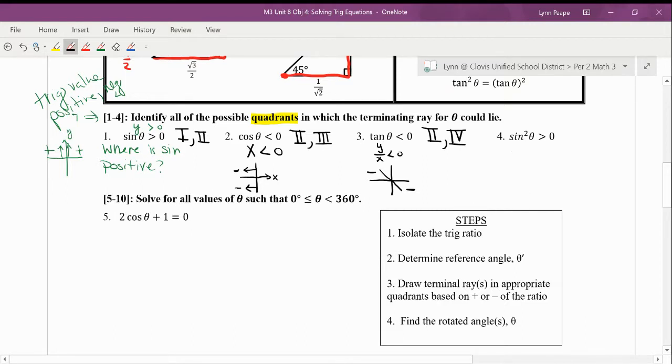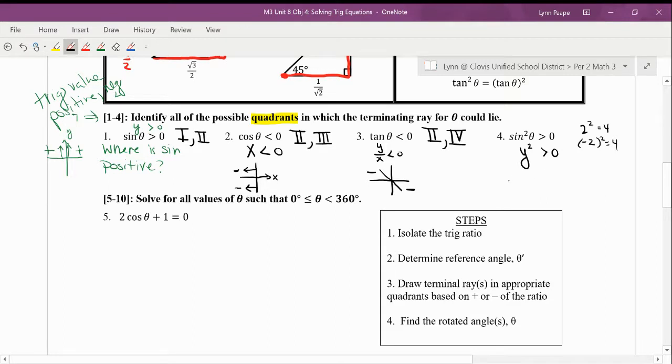Then for this last one, it's asking for sine squared greater than 0. Well, this one's kind of a tricky one. Sine is my y value, so when I square the y value, it's going to be positive. When I square any number, it's always going to be positive. If that was 2 squared, that would be positive 4. If it were negative 2 squared, also positive 4.